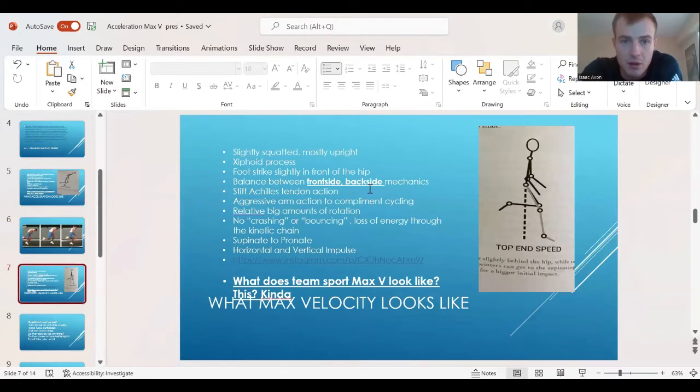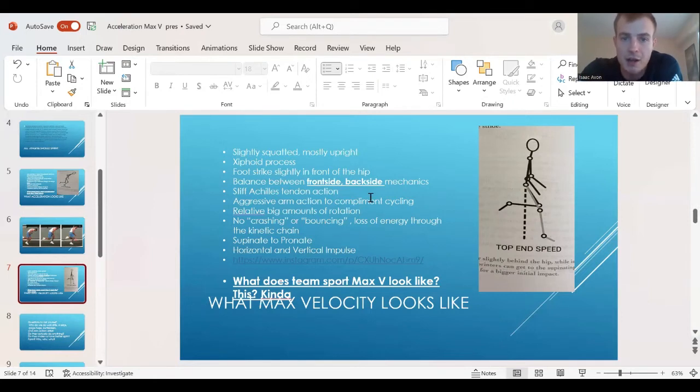Max velocity, what does that look like? Another figure from Joel Smith's Speed Strength. Slightly squatted. Right here you can see mostly upright. That xiphoid process is projected out with that big chest. Foot strike is slightly in front of the hip, so right about here is where it's striking down. It's going to strike down in more of a supinated position on that fourth and fifth metatarsal, on that lateral tripod head of the foot.